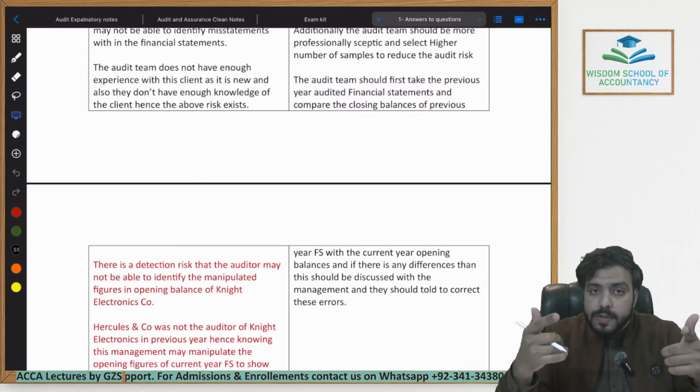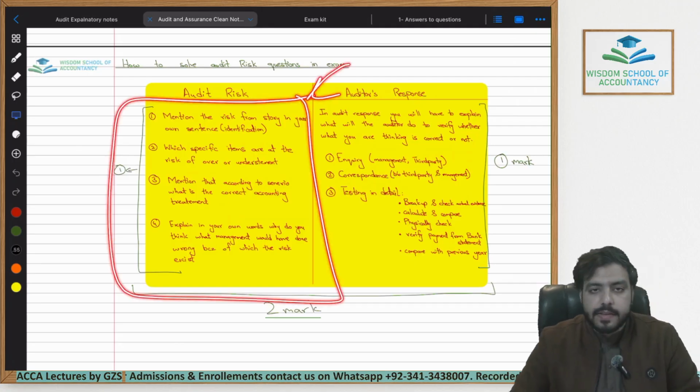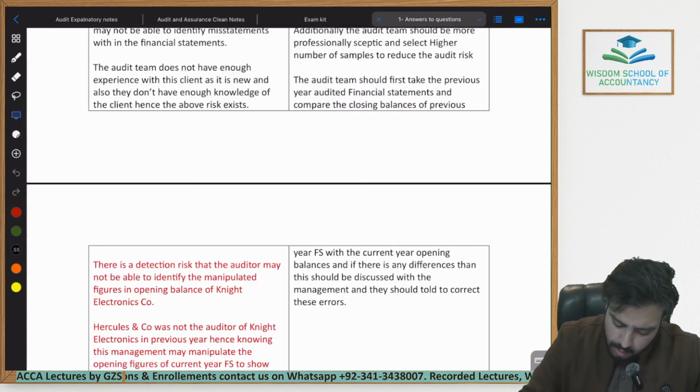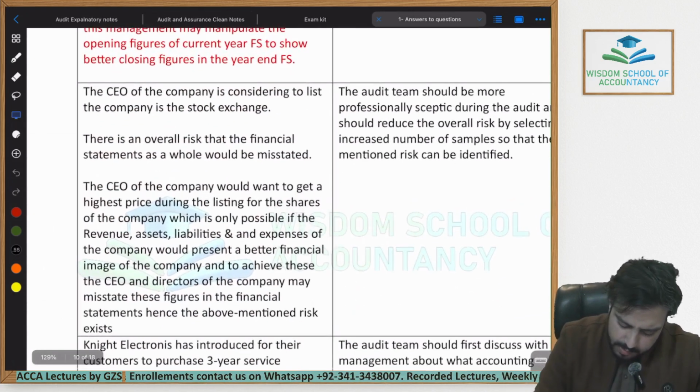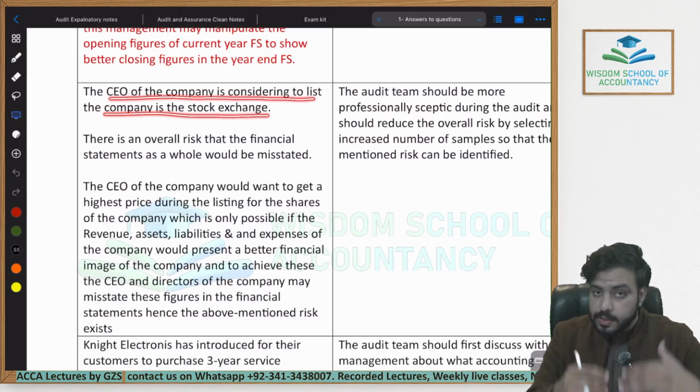So coming towards our answer, we will always follow these 4 steps whenever we identify the risky areas within financial statements. Step number 1, explaining this risk in our own words. By explaining the risk in our own words, this is what I have written: the CEO of the company is considering to list the company in the stock exchange. This is the step number 1.